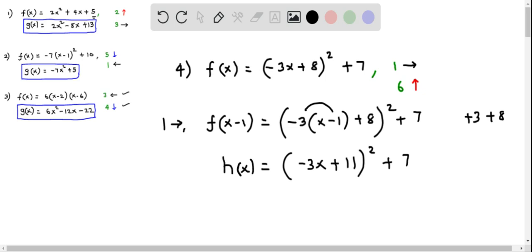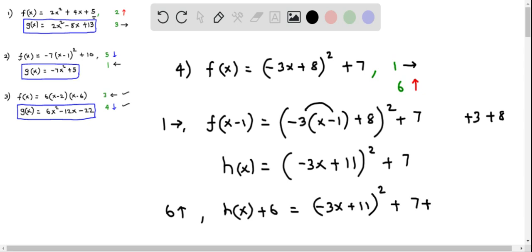Now we should do 6 units up for h of x. So h of x plus 6 gives 6 units up. So this will be negative 3x plus 11 squared plus 7 plus 6, and the 7 plus 6 I can write as 13.